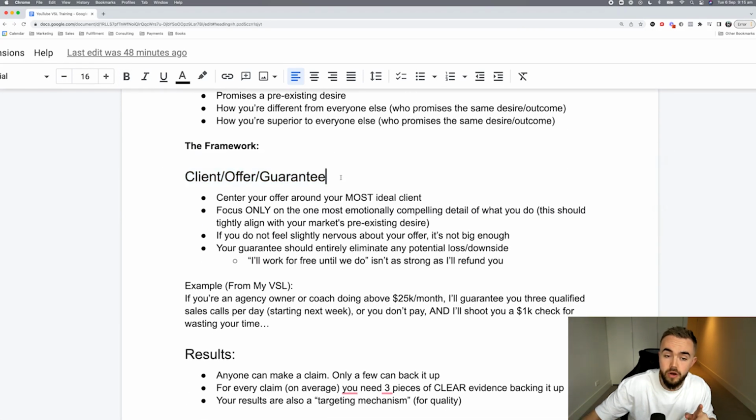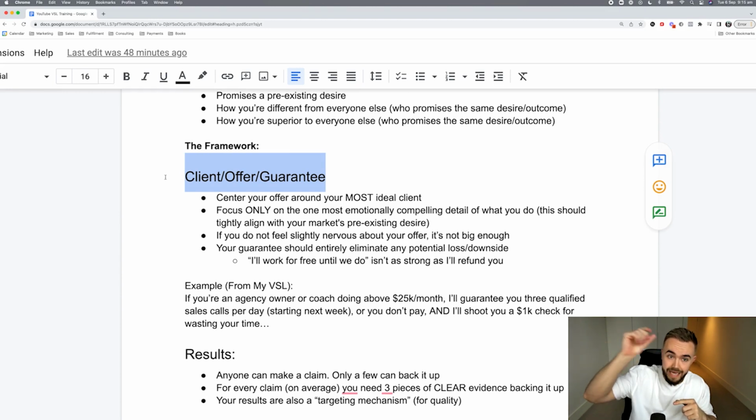So here's the framework, okay? So we start off with the client, the offer, and the guarantee straight away, instantly, okay?